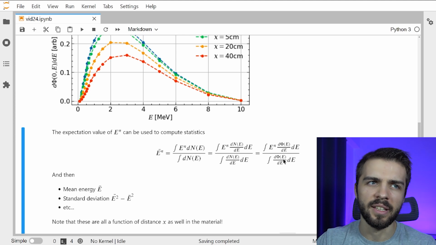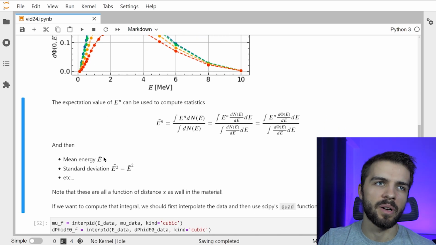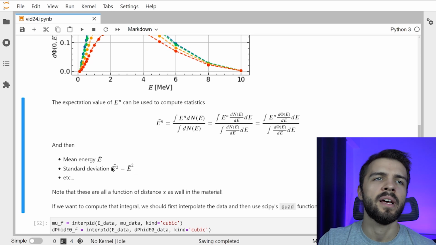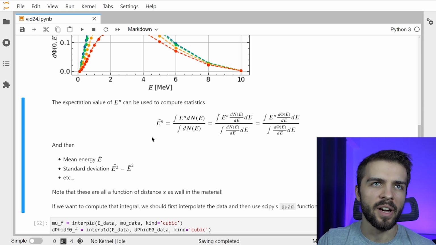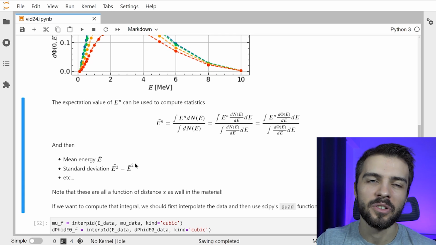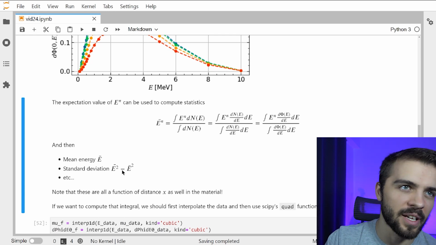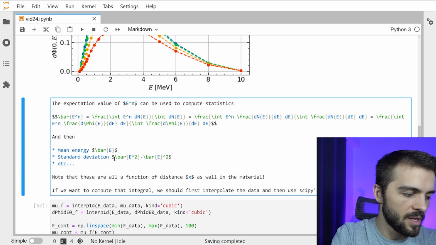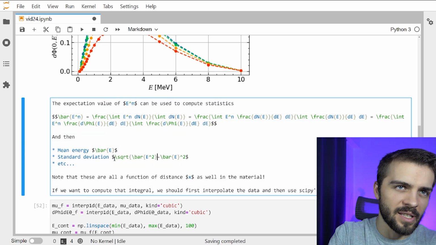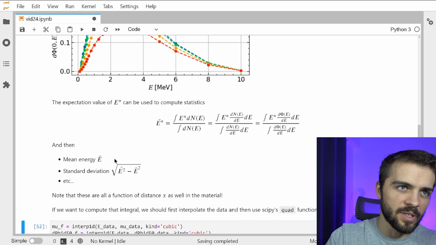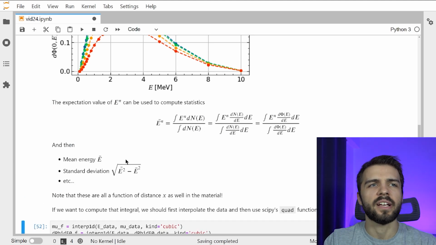You can see just like this. So then the mean is just, well, n equals 1. That gives you the mean. The standard deviation is the expectation value of E squared minus the expectation value of E, squared. That's just a statistic. And as a matter of fact, there should be a square root here, so it's a good thing I caught that. That's the variance, but if you want the standard deviation, you take the square root of it like that. So that gives us the standard deviation.